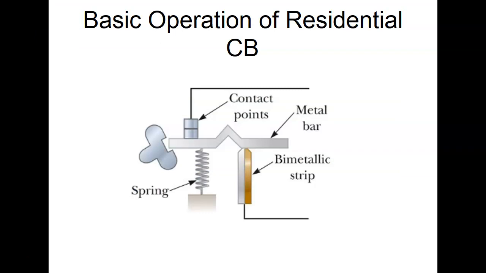Circuit breakers. So a circuit breaker usually uses a bimetallic strip. So all the current flows through the strip. If it gets too hot, what does it do? It warps the strip. Yeah, so this.